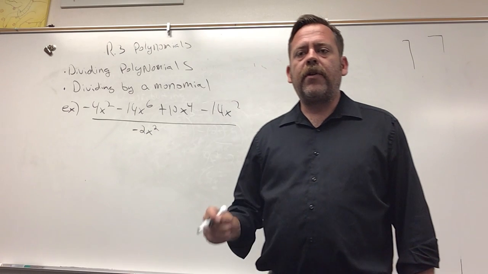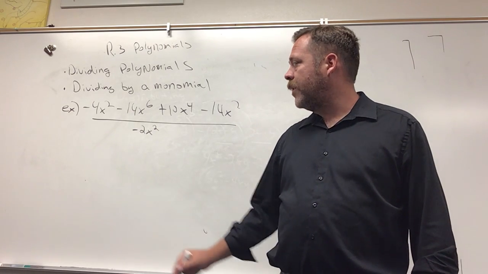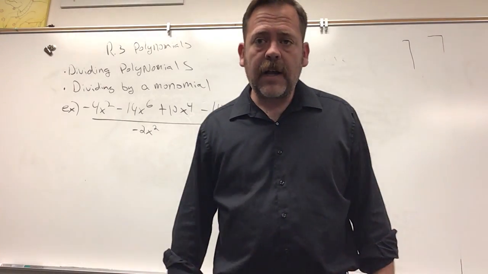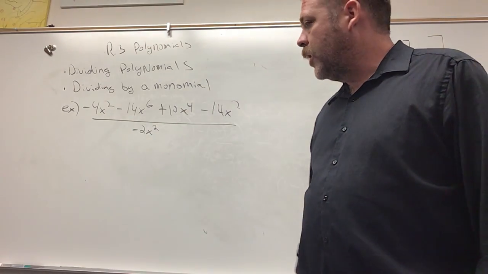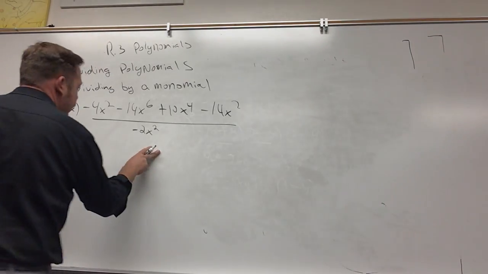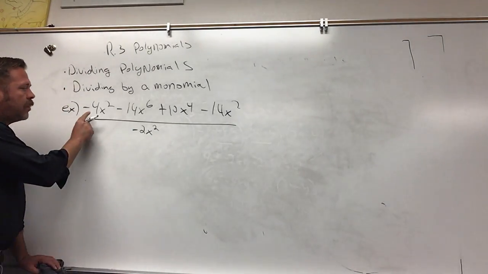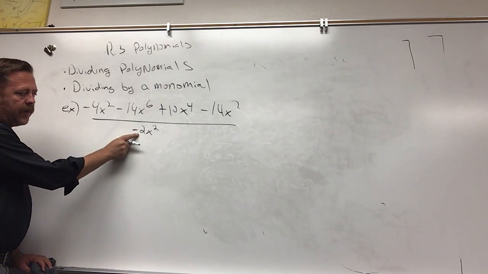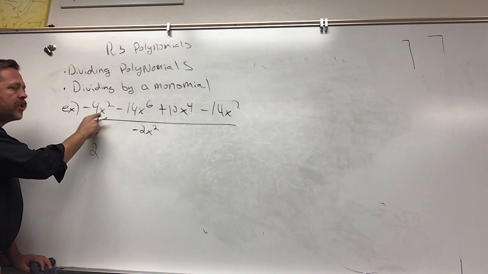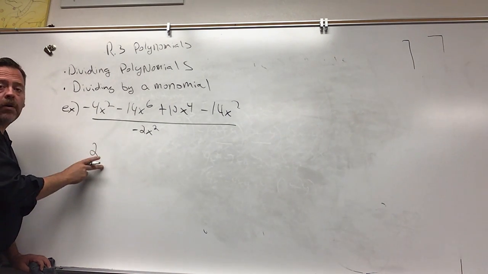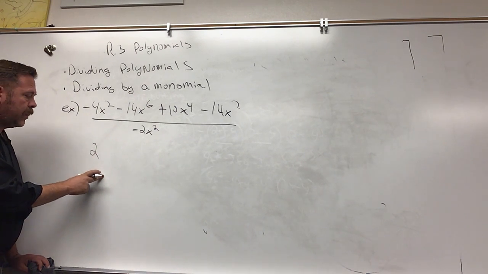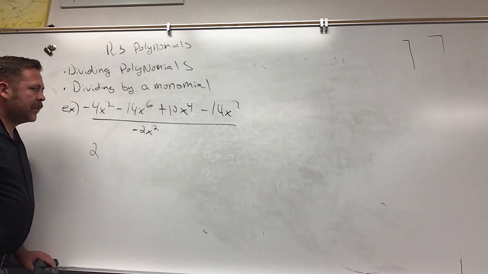You simplify each of the coefficients. You divide by the coefficients. And then you use the same properties of exponents, the quotient property, to simplify the exponents. So first up, -4 divided by -2. Well, -4 divided by -2 is 2. And then x squared divided by x squared, they all go away. There's no x's left over, right? So this first part just simplifies to 2.